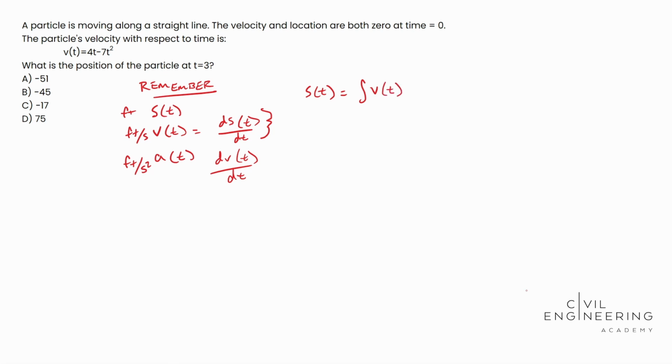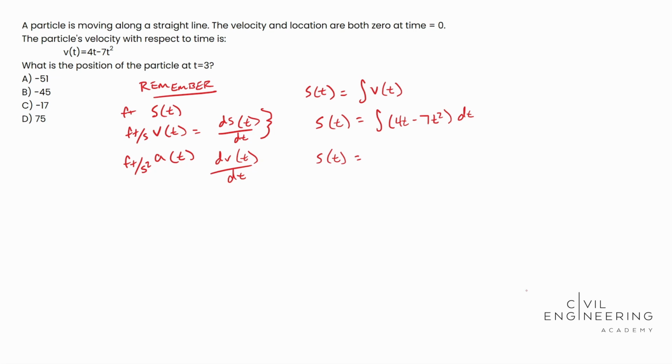And so what we need to do is take the integral of velocity in order to solve for position. And so what this looks like, whenever we plug in our formula, the position with respect to t is equal to the integral of 4t minus 7t squared, and that's where that comes from. And then we need to write dt at the end. That's just one of the rules there. And so when you do this, if you've forgotten what an integral is, I'll walk you through this step here.